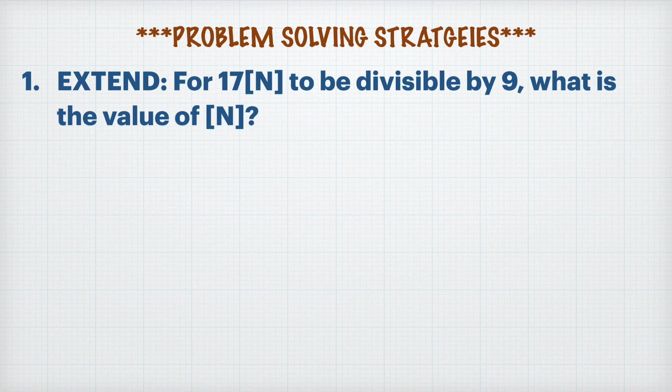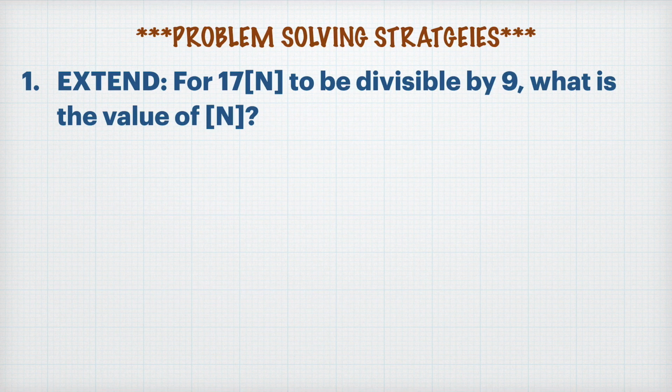So let's go ahead and extend the problem. So for this 170 number to be divisible by 9, what is the value of n? And if we were to look back, all right, now this time we have to know the rule. So if it's divisible by 9, the numbers have to add up to something that's divisible by 9. All right, now it can be odd or even sometimes, right? So 18, so we have to just kind of list these out.